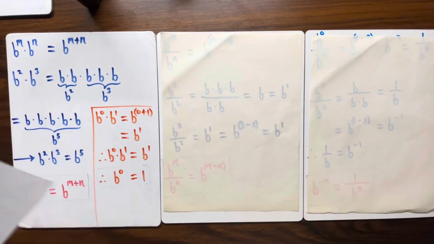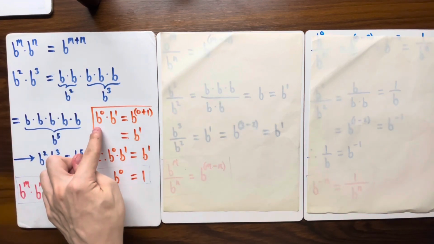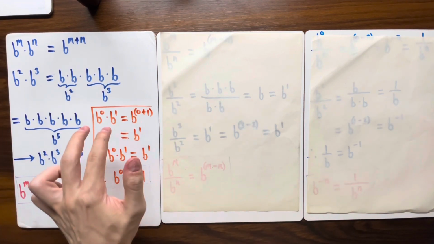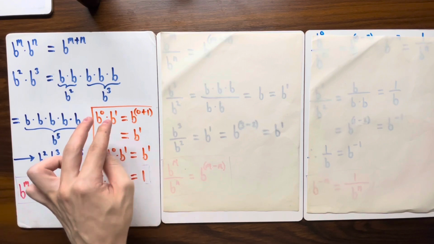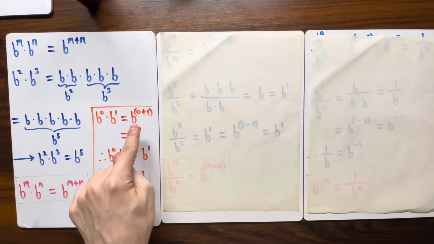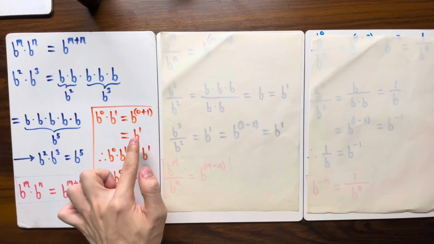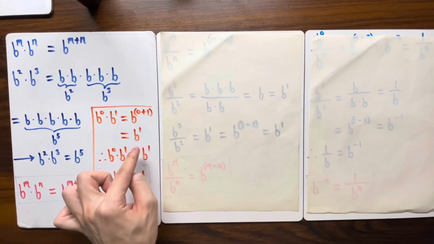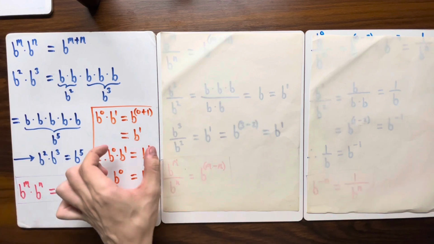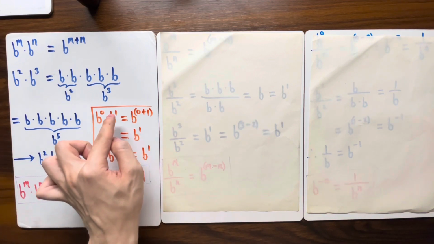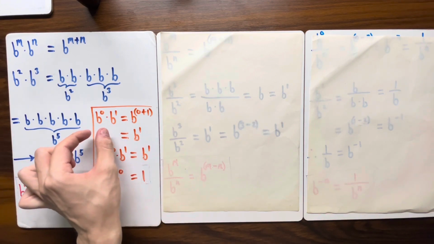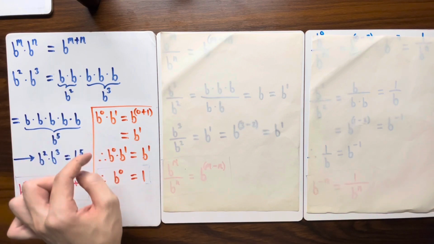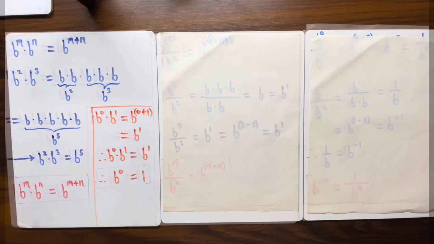Looking at this property, b to the 0 times b to the 1, well, if we wanted to try to figure this out, we can just add the exponents. So this becomes b to the 0 plus 1, and 0 plus 1 is just 1. So we get that this expression is just equal to b to the 1. But if b to the 0 times b to the 1 is equal to b to the 1, that would imply that b to the 0 must equal 1.